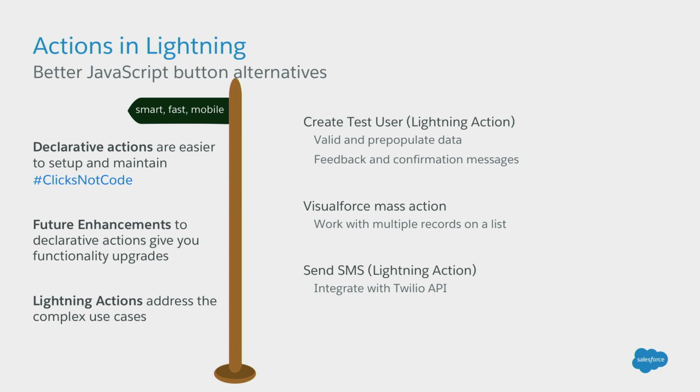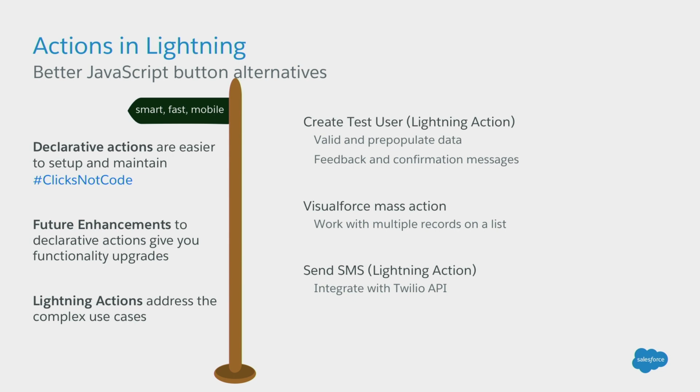We definitely prefer that our customers use declarative actions. They're easy to set up and maintain. And like we mentioned earlier, they're fast, smart, and you can use them on mobile and desktop devices across all the formats you need. But we do understand that declarative actions don't cover every single complex use case. So for that, with the Winter '17 release, we are releasing Lightning Actions.